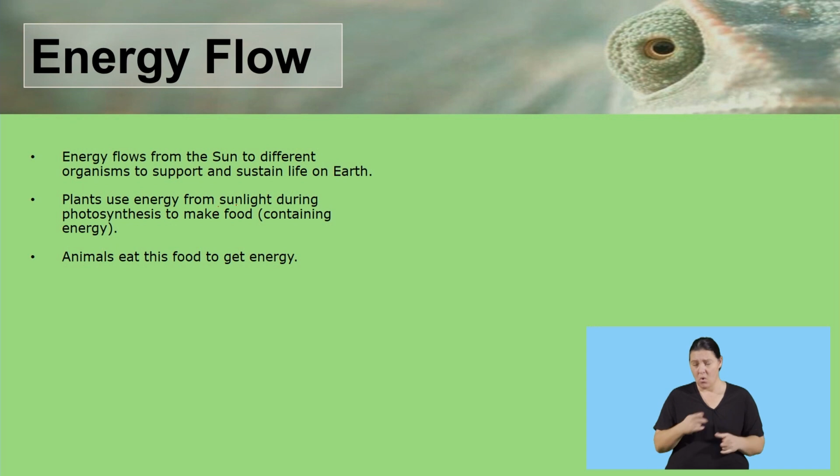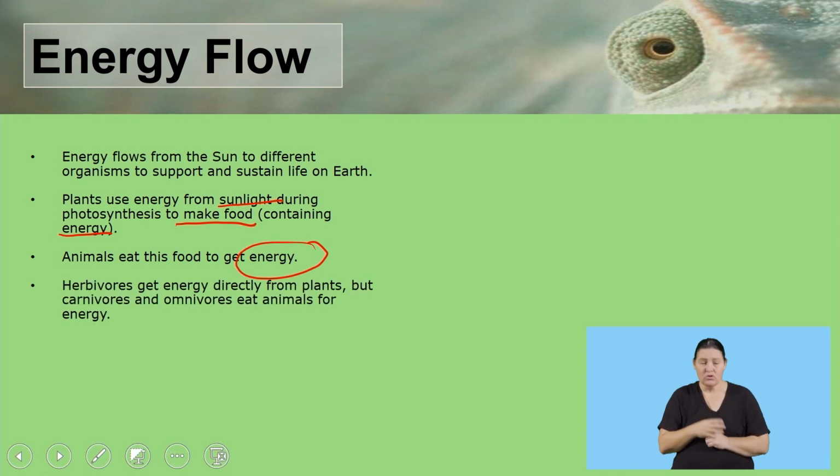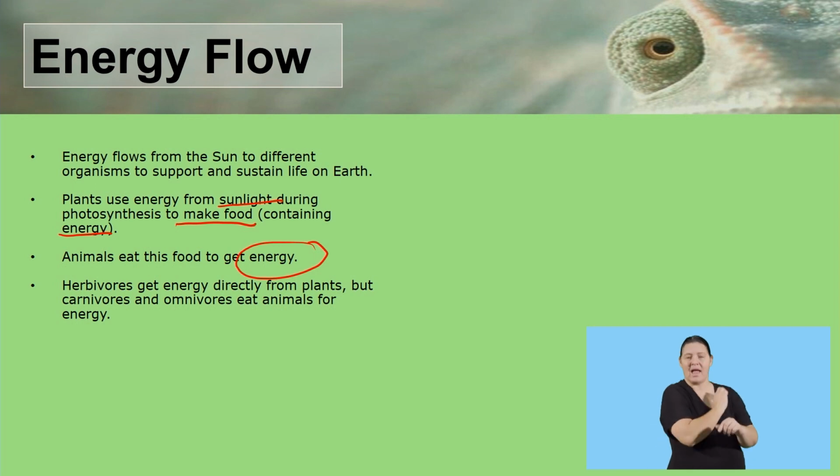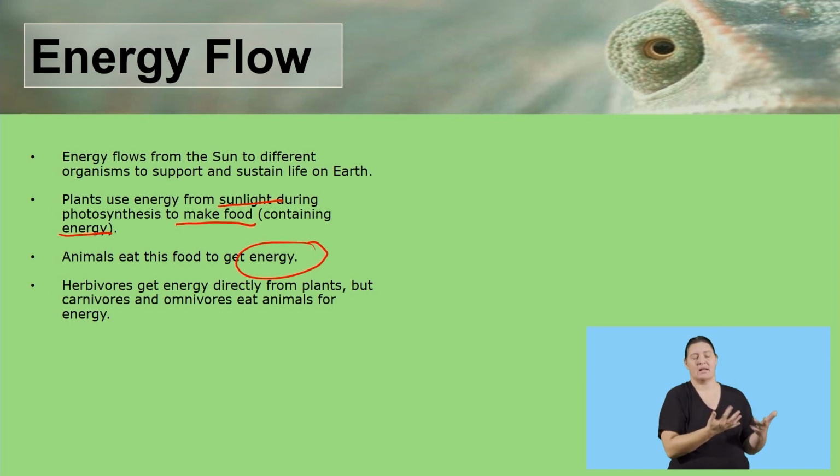Plants use energy from sunlight during the process of photosynthesis to make food. And this food is containing what? Energy. Now, animals eat this food so that they can get energy. Herbivores get energy directly from the plants, but carnivores and omnivores eat animals for energy. Now, a herbivore is an animal that feeds only on plants, whereas a carnivore eats another animal, and an omnivore eats both plants and animals. So herbivores get the energy directly from the plants because they only eat plants, whereas carnivores and omnivores eat other animals in order for them to receive this energy.